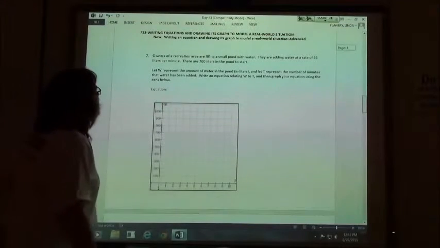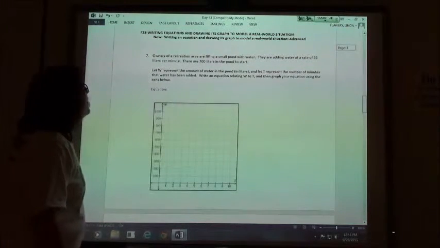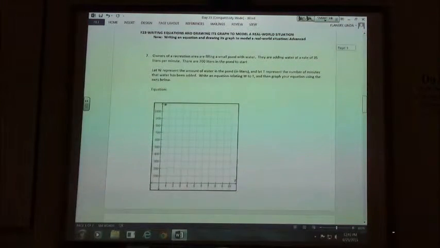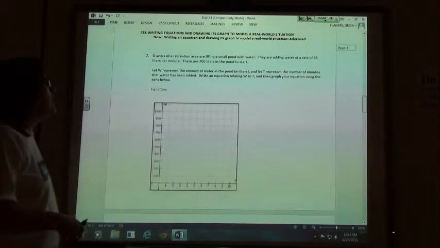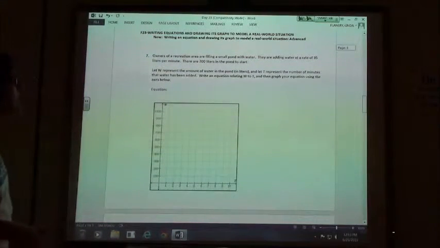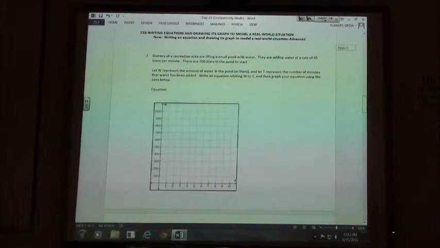It says owners of a recreation area are filling a small pond with water. They are adding water at a rate of 35 liters per minute. There are 700 liters in the pond to start. Let W represent the amount of water in the pond in liters. Let T represent the number of minutes that water has been added. Write an equation relating W to T and then graph your equation using the axes below.